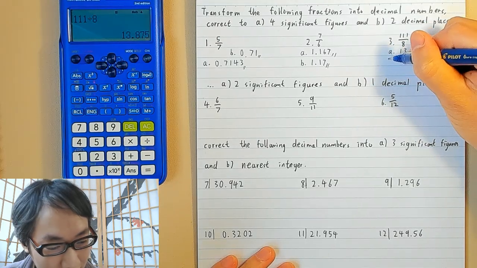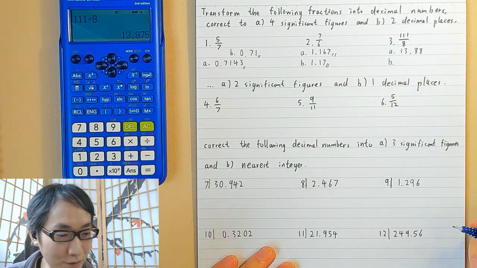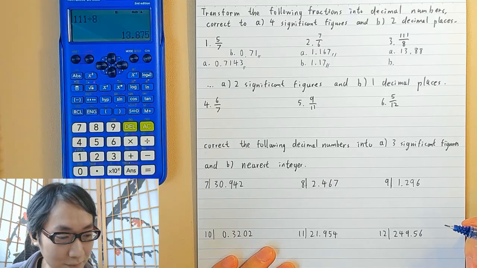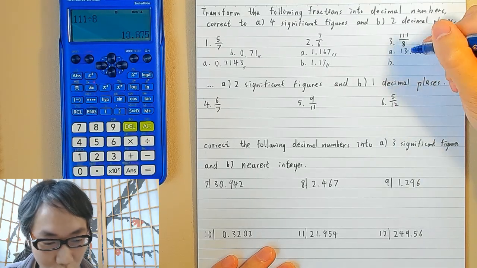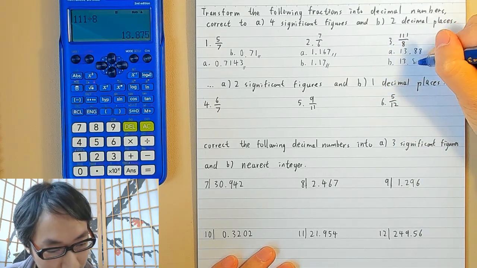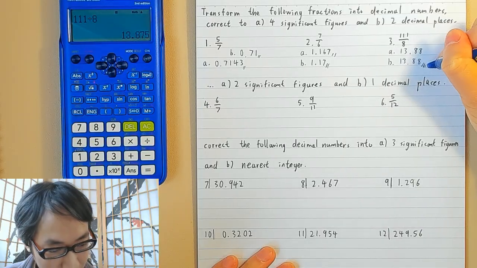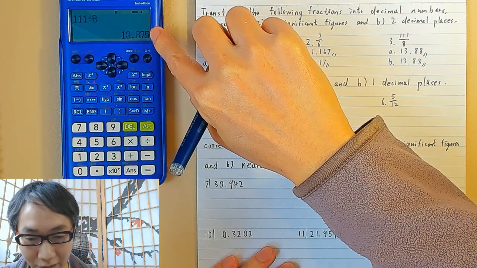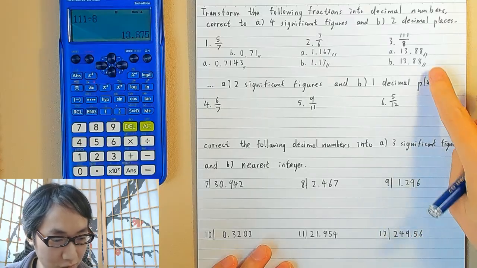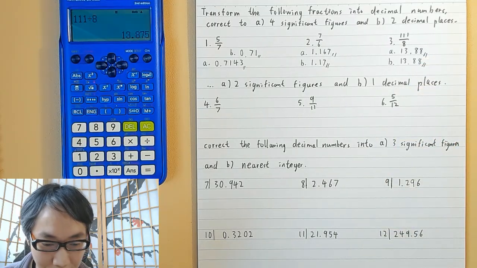And then for 2 decimal places, this is also 13.88. Again, this 5 is the next decimal place, so we correct it to 8 conventionally.